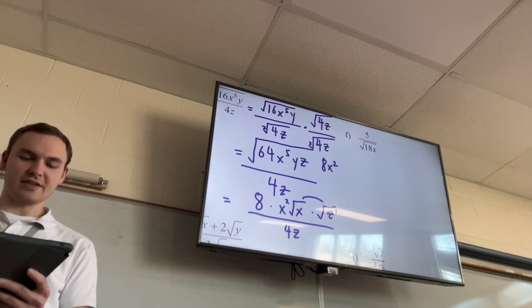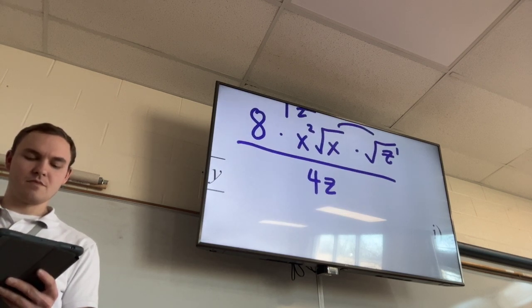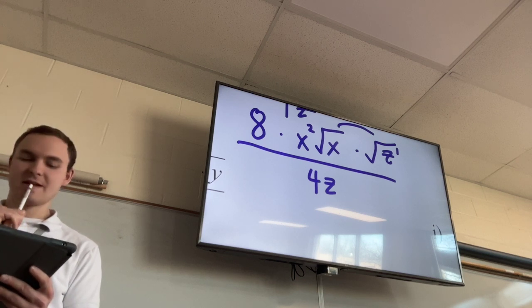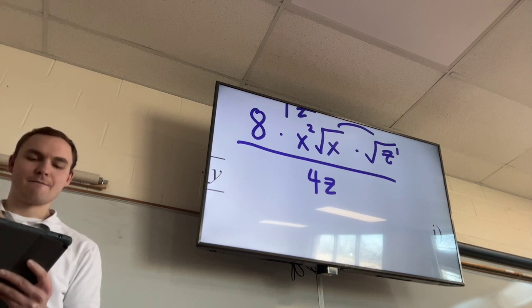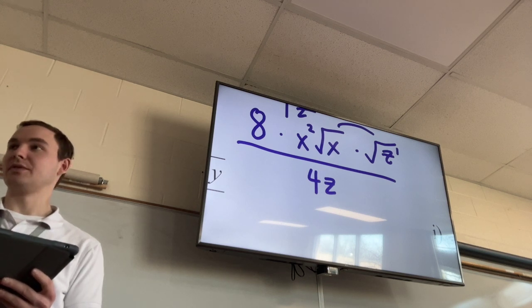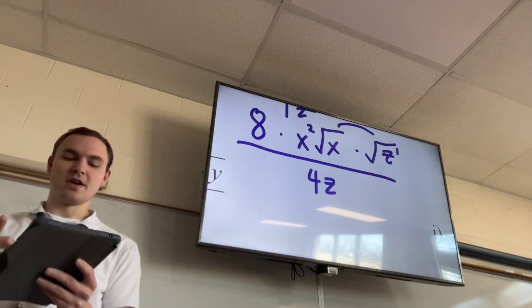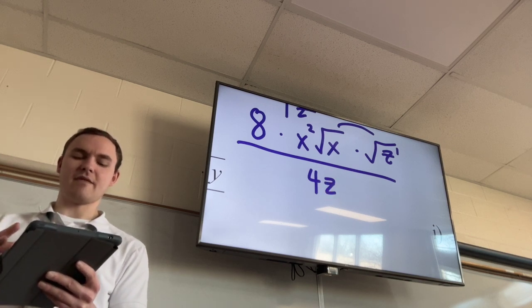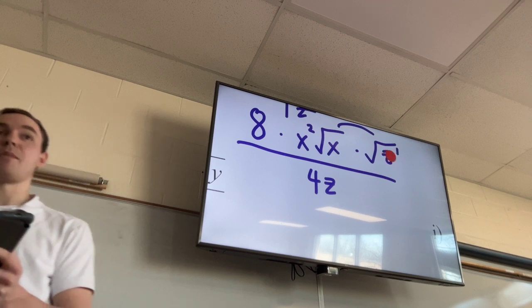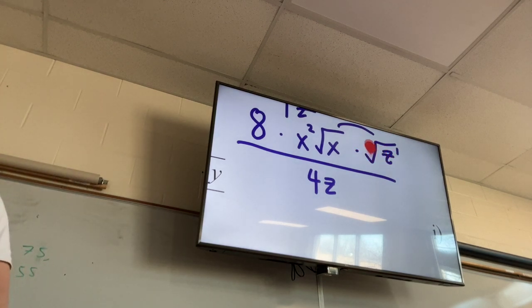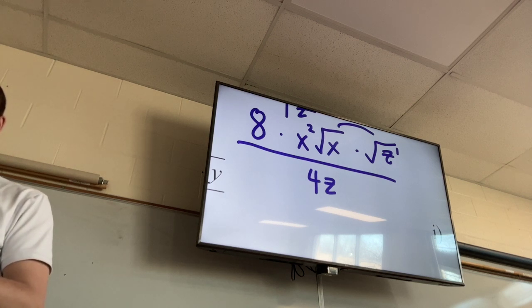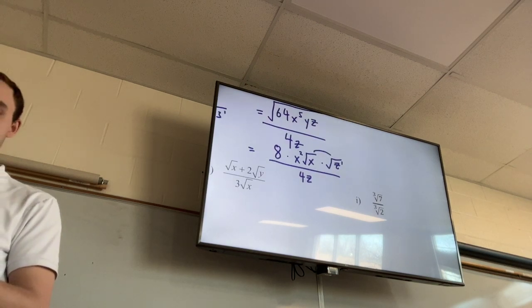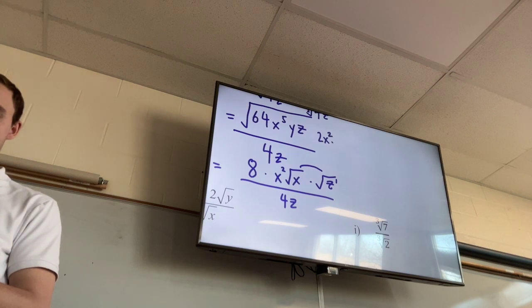That's actually not the final answer. Sorry, I just realized something. You can simplify one more thing. The z's cannot cancel. That's a great question, though. They would cancel if there were a z in the bottom and a z in the top. But we don't just have a z in the top, right? We have a square root of z, so they're not going to cancel. But the 8 divided by 4, does that simplify? Yes. 8 over 4 to 2, yep. So my final answer is 2x squared root xz all over 2z.